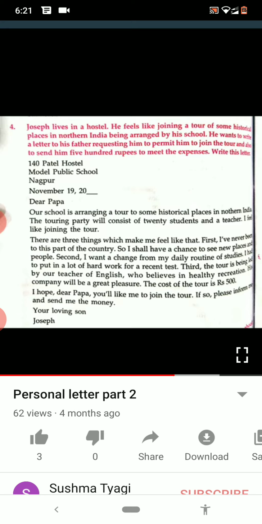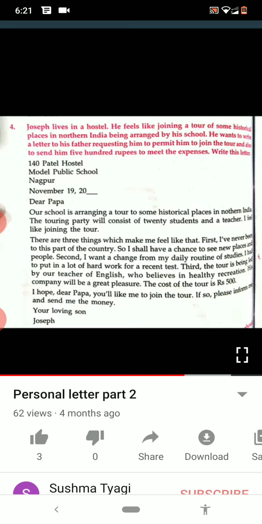Joseph lives in a hostel. He feels like joining a tour of some historical places in northern India being arranged by his school. He wants to write a letter to his father requesting him to permit him to join the tour and also to send him 500 rupees to meet the expenses. Write this letter. So who will write the letter? Joseph will write the letter to his father.